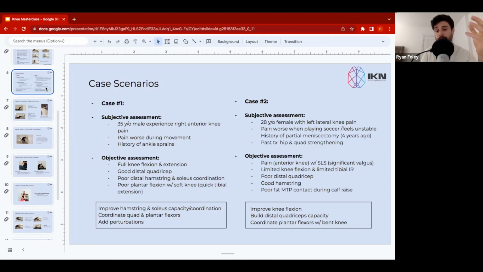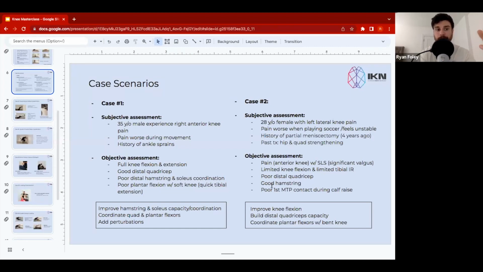But generally, the key thing with this assessment and from a rehabilitation standpoint is to improve knee flexion. We may have to use both manual and active loading strategies as well. We need to build better distal quadriceps capacity and then start to coordinate those plantar flexors with a bent knee. Okay, because just like in the previous scenario, where we had a good distal quadricep but poor plantar flexion capacities via the soleus, we wanted to coordinate them together. In this scenario, we want to coordinate the distal quadriceps and the soleus together eventually, but we need to first focus on building the load capacity of each individual muscular tissue before we work on coordinating those muscular tissues together.